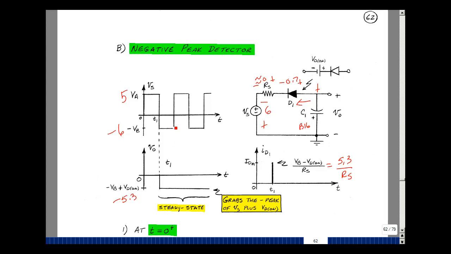Well, nothing will happen until the input changes sign. Now we'll have 5 volts here. The output is still minus 5.3. What's the voltage across the diode and resistor? It's going to be this node voltage, which is minus 5.3, minus 5. We get 10.3 across here again, but negative. The diode is off, no current flows.